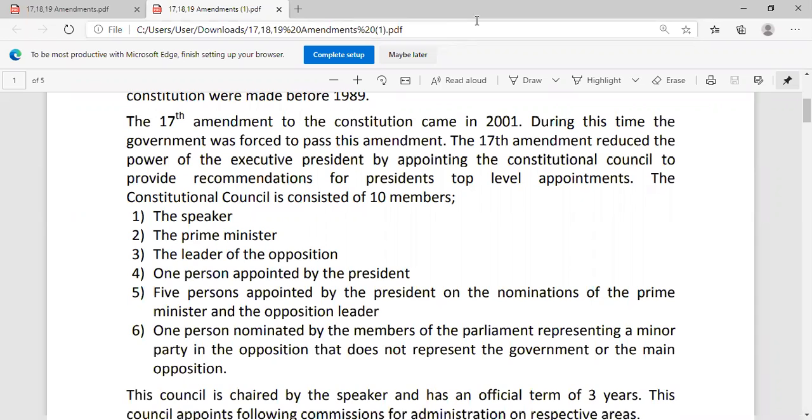Okay, hold on. One second. Now, this is the idea.